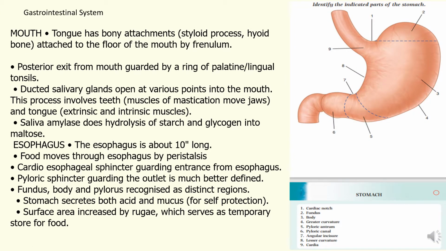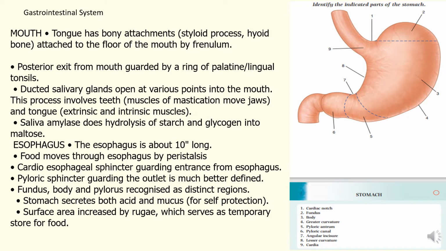Mouth. The tongue has bony attachments and is attached to the floor of the mouth by the frenulum. The bony attachments are the styloid process and hyoid bone. The posterior exit from the mouth is guarded by a ring of palatine or lingual tonsils. Ducted salivary glands open at various points in the mouth.